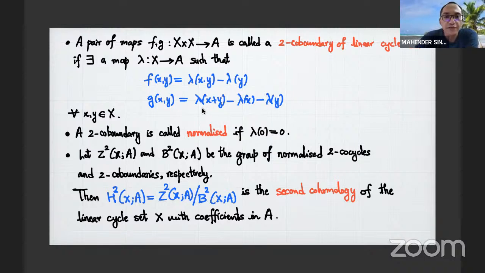So for example, if my operation is just the trivial operation, X dot Y is just Y for every X and Y in set X, then I have just an abelian group, and I'm not doing anything new. So it's just the usual group theoretical group cohomology.